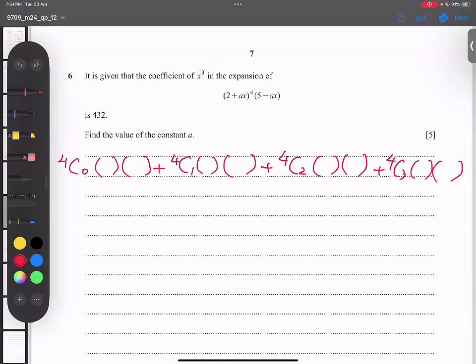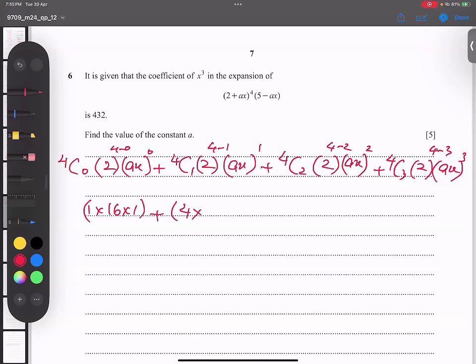Here I get the first term 2, 2, 2, and 2. Here I get ax, ax, ax, and ax. So the difference of these numbers is coming in the first bracket. 4 minus 0, 0 comes directly here. 4 minus 1, 1. 4 minus 2, 2. 4 minus 3, 3. So 4C0 is 1, and 2 to the power 4 is 16. 4C1 is 4, and 2 to the power 3 is 8 into ax. And 4C2 is 6, sorry, not 8.